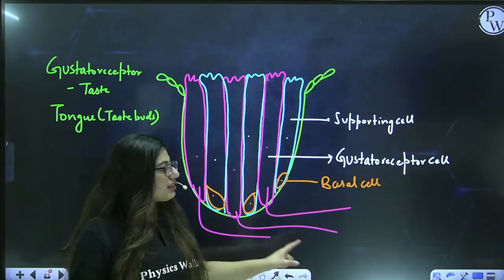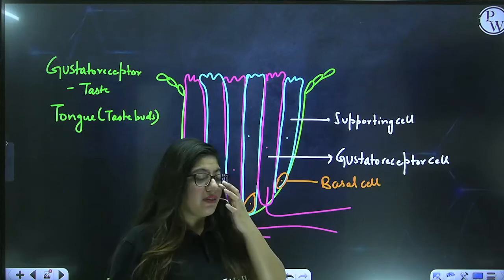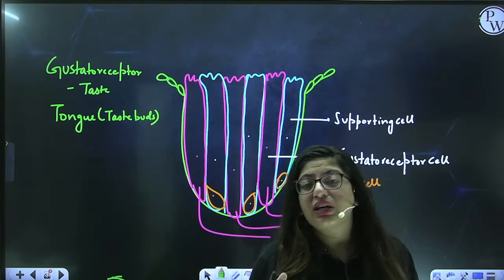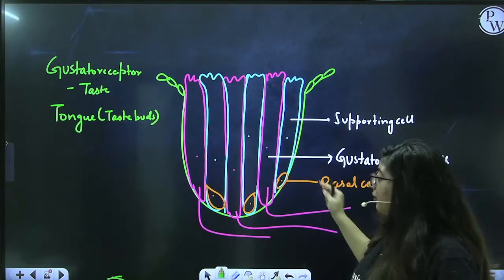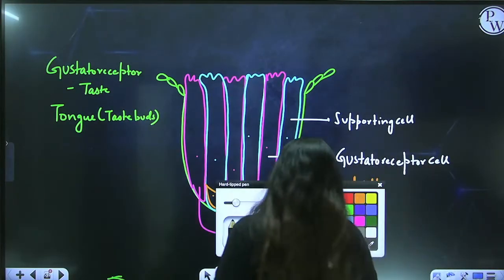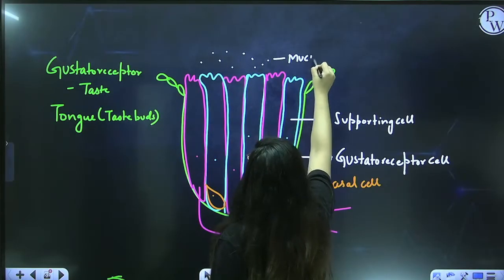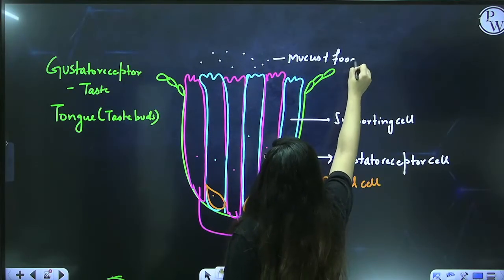Always the nerve endings are present in the sensory receptor cell, right? For example, the nerve ending was associated with the olfactoreceptor cell and here the gustatoreceptor cell. Same thing will happen here. There is also mucus in the saliva. This mucus contains food particles, right? And food particles have certain chemicals.